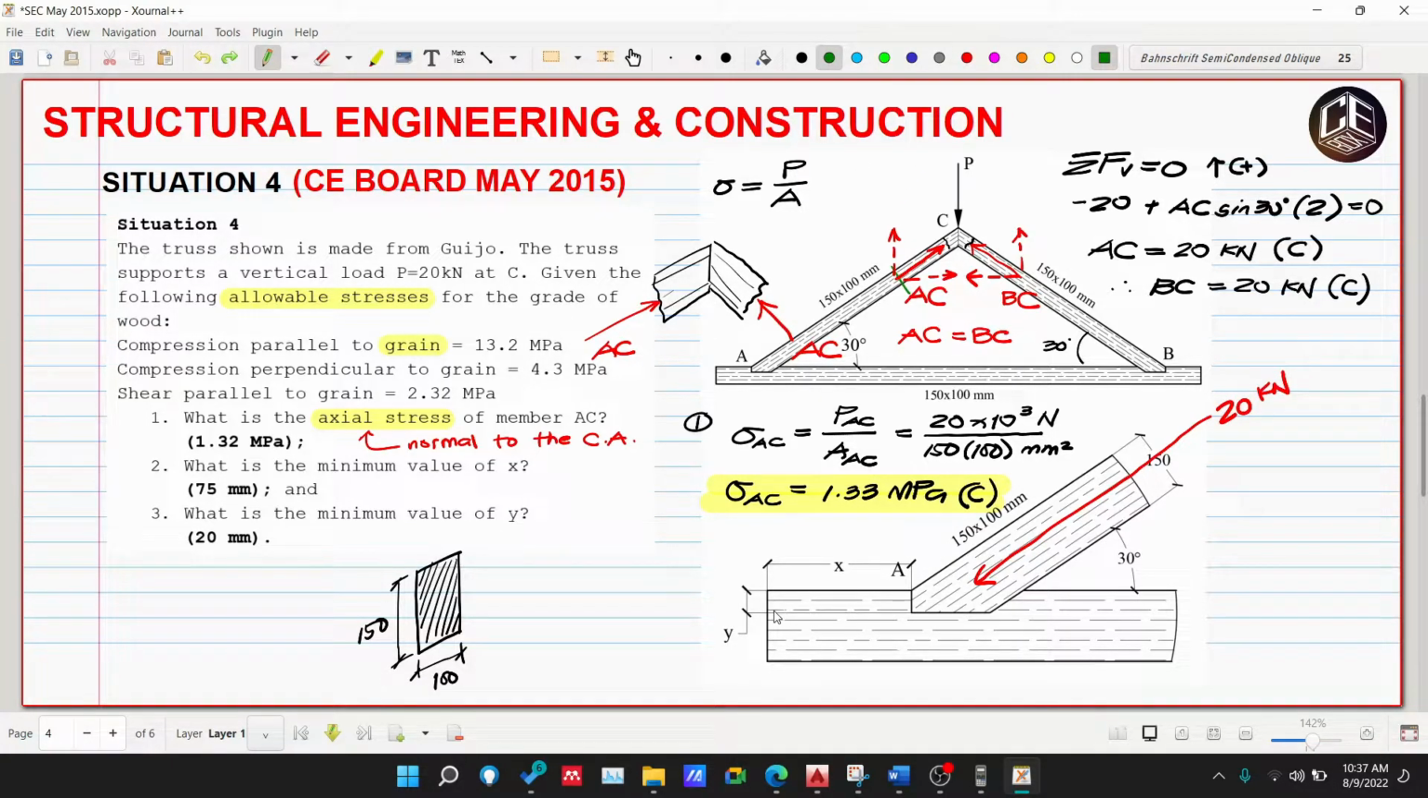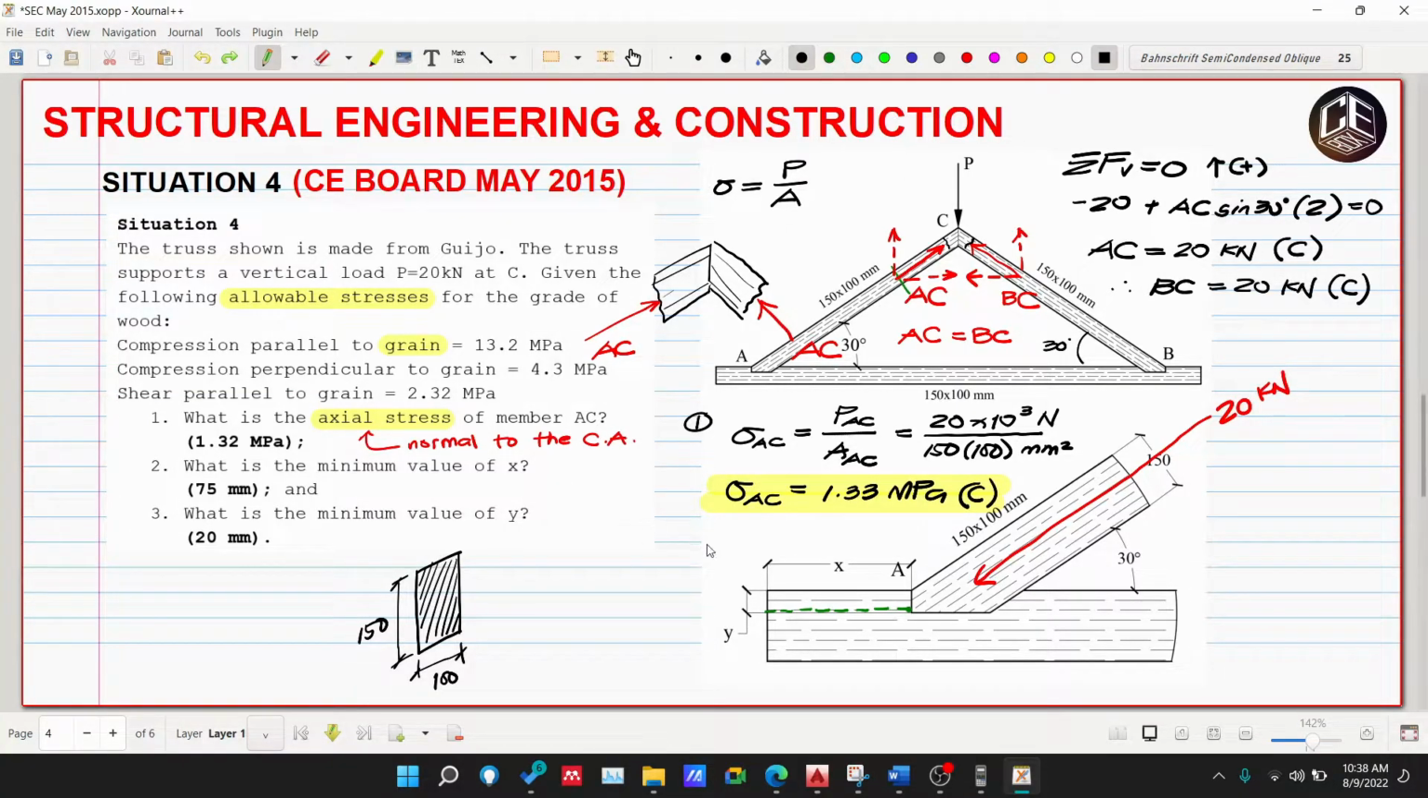So kung X yan, kapag pinersa natin ito, yung ating member AC papunta rito, okay, ang mangyayari dun sa X is shear. Okay, mag-i-slide. Ayan, mag-i-slide yung ating wooden member. So kung mag-i-slide yan, magkakaroon tayo ng shearing. Okay, so kung shearing, ang gagamitin natin is yung shear stress na parallel do sa ating grain.